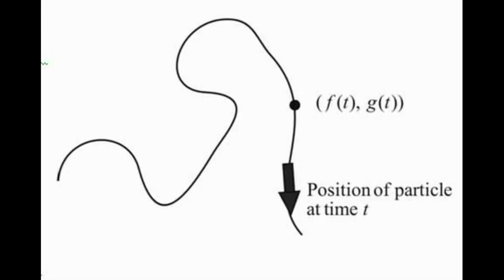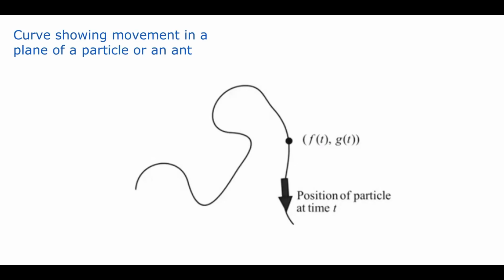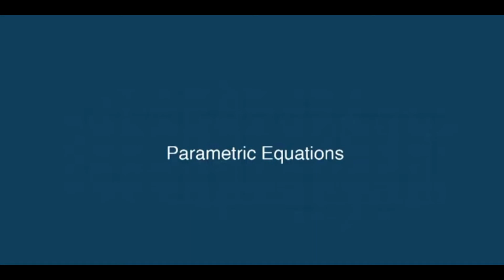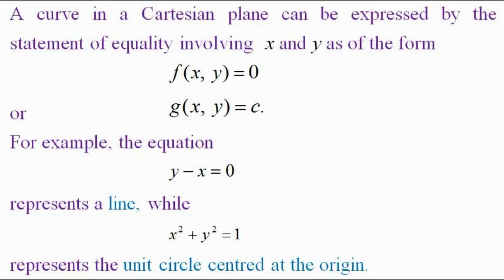In real life, an ant may not move along a line as mentioned just now, and in that case, it may not be possible to represent the path of the movement of ant as a Cartesian equation expressing y directly in terms of x. Then, the only way is to express the coordinates of points on the path as functions of time t. Parametric equations.